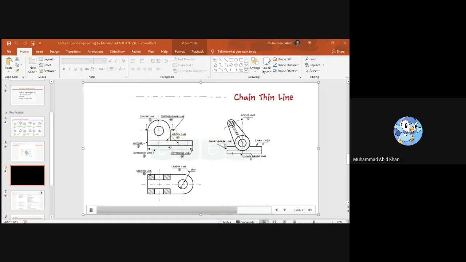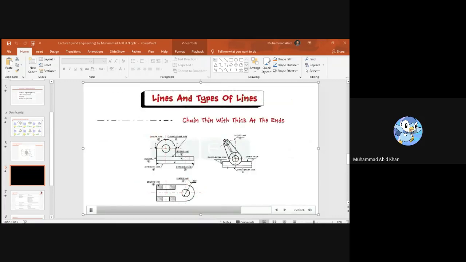Next is the chain thin line, long dash dotted. This line is used to represent the center line for circles and arcs. Next is the chain thin line with thick at the ends. This line is used to represent the location of a cutting plane.